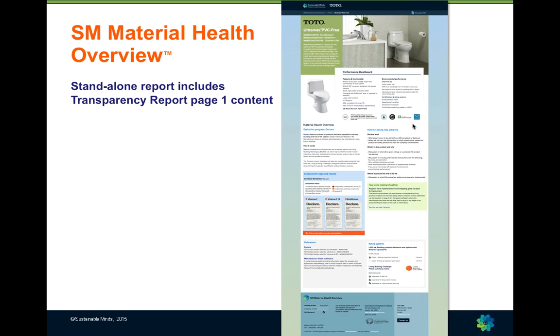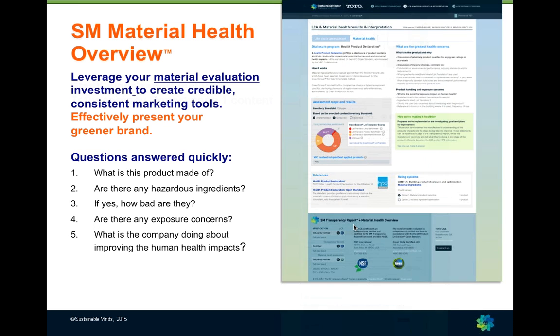Now, we had originally imagined adding the material health information to a transparency report, but pretty quickly realized that there were enough manufacturers who might only do material ingredient reporting and never do LCAs or any kind of other environmental reporting. And so the material health overview comes two ways, either integrated into a transparency report or as a standalone report, where we've taken the content from page 1 of the transparency report and added it to the material health overview to have a one-page report.